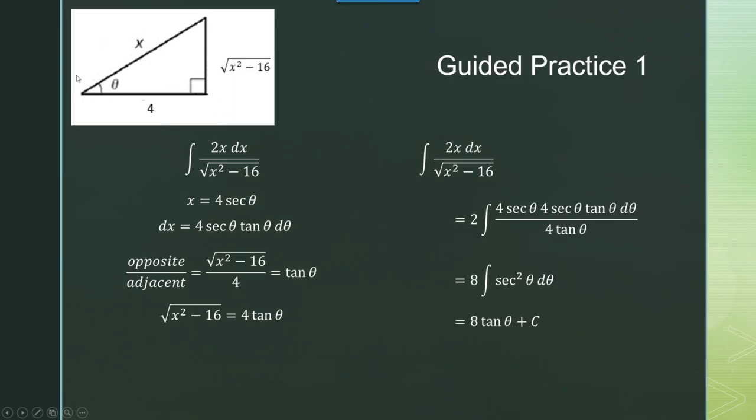And so I can go back to my triangle, and I can see, well, tangent is opposite over adjacent, so that's going to be the root over 4. And so I can replace that here and simplify. So the 8 and the 4 simplify to 2, and then I just have the root plus c. And that is my answer, and that is how you do a trig substitution.